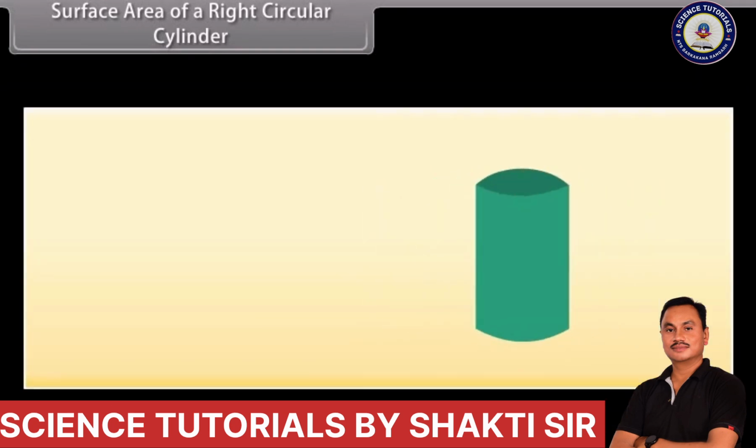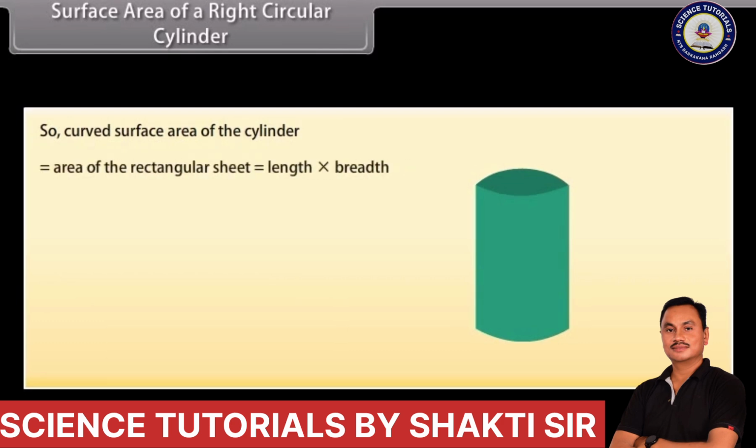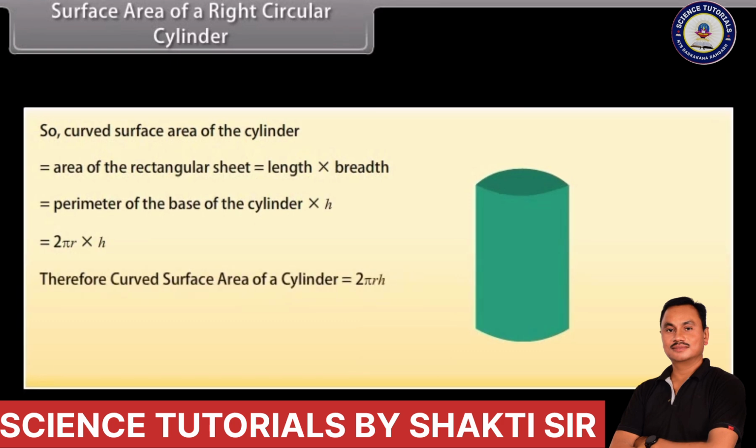We get the curved surface area of a cylinder by a sheet of paper. When we roll it, we get a cylinder. So, curved surface area of the cylinder is equal to area of the rectangular sheet, which equals length into breadth, which is equal to perimeter of the base of the cylinder into h, which equals 2 pi r into h. Therefore, curved surface area of a cylinder is equal to 2 pi rh.